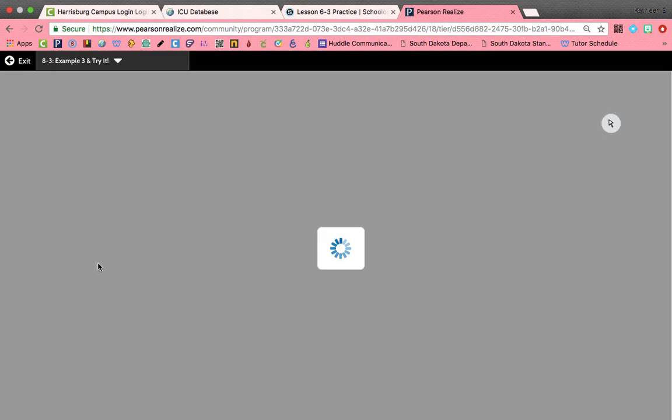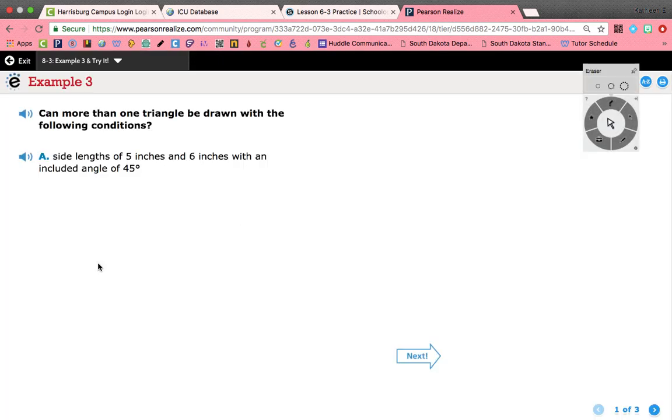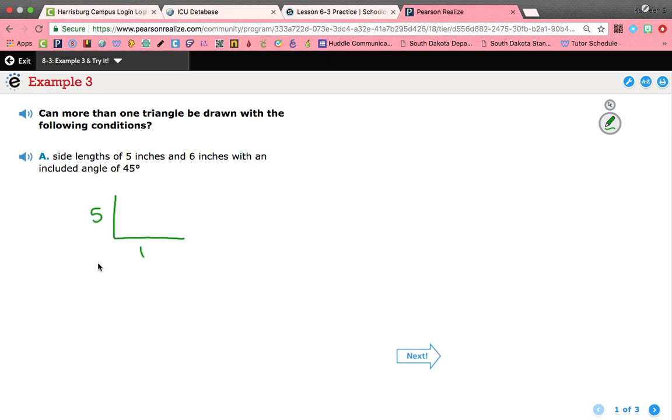Number 3. Can more than one triangle be drawn with the following conditions? Side lengths of 5 and 6, with an included angle of 45 degrees. Well, if I pretended that this was 90, and the only other way to put that triangle would be that. So one of those would have to be 45.